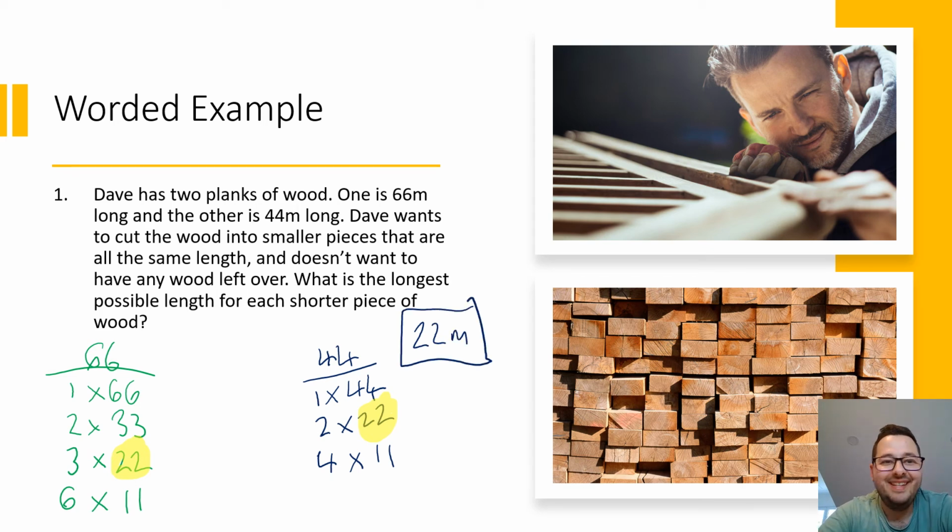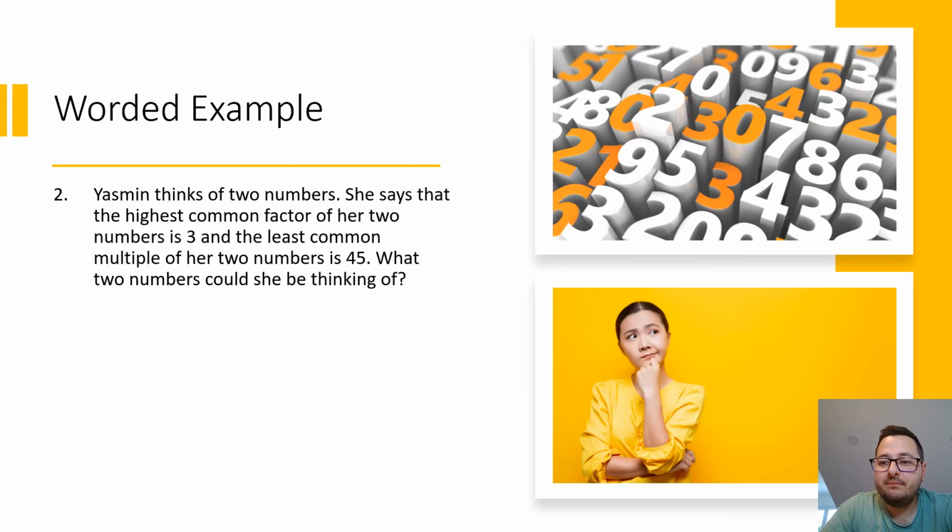Okay, lovely. Let's do one more then. So here's Yasmin, and she's thinking of 2 numbers. She's obviously got nothing better to do. She says that the highest common factor of her 2 numbers is 3 and the least common multiple of her 2 numbers is 45. What 2 numbers could she be thinking of? Okay, so you can just think about this. The highest common factor is 3, the lowest common multiple is 45. What could we find? Well, let's just do it in a bit of a systematic way.